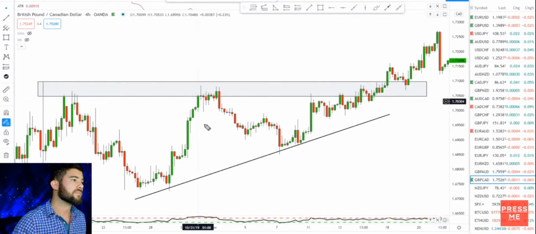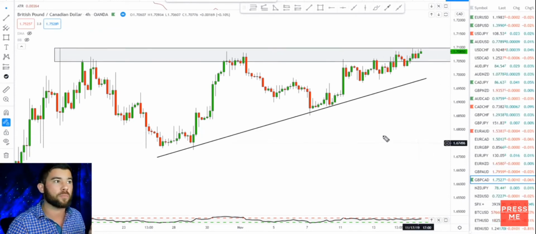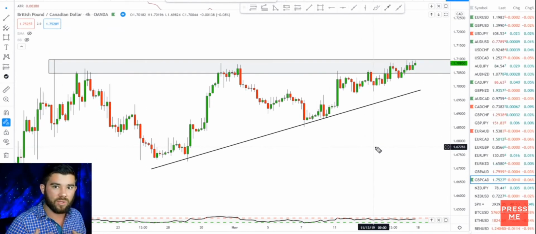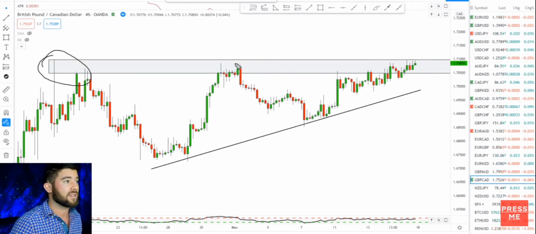wedge. Here's an ascending wedge, and unlike flag patterns that take just a few candles to set up, these types of patterns normally take anywhere between 20 and 50, maybe even 100 candles to actually set up. They're larger patterns. But essentially what we're looking for with a wedge pattern is a level of resistance that the market is having trouble getting past.